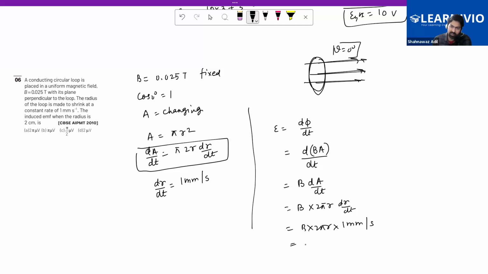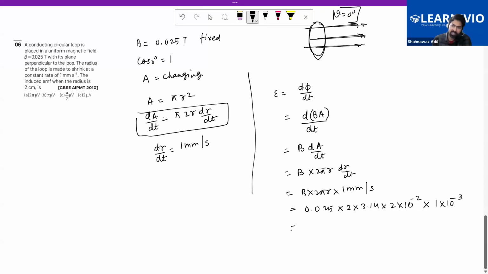So the magnetic field is 0.025 Tesla. This is 2 into 3.14, and r is 2 centimeters, which is 2 into 10 to the power minus 2 meters, and this is millimeters. So which is how much? 1 into 10 to the power minus 3 meters. So now everything is in SI units, and the answer is in pi. So we can keep the pi.